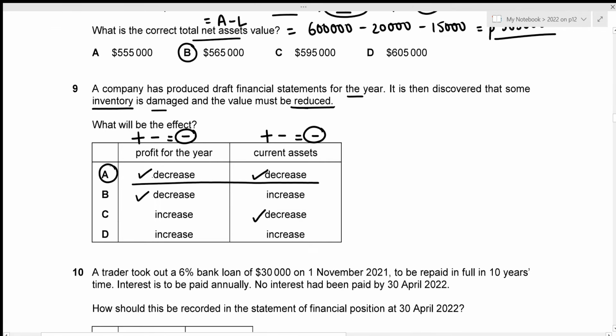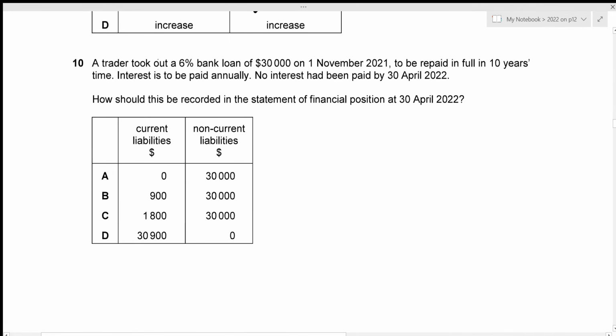We can now move towards question number 10. A trader took out a 6% bank loan of 30,000 on 1st November 2021 to be repaid in full in 10 years' time. Interest is to be paid annually, and no interest had been paid by 30 April 2022. Now, how should this be recorded in the statement of financial position at 30 April 2022?